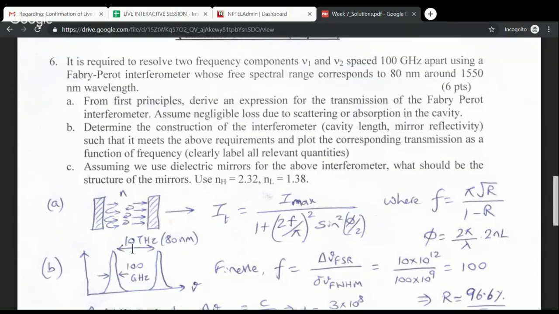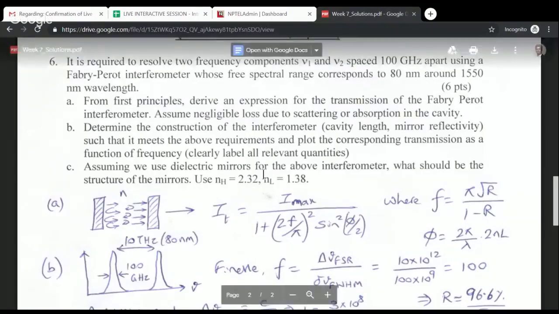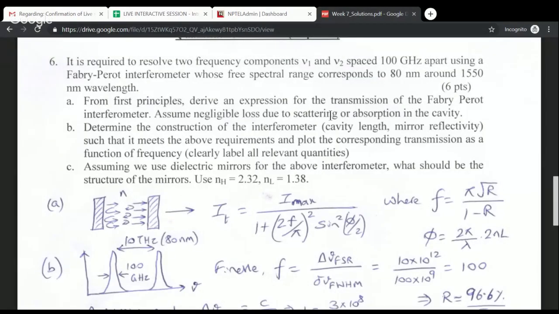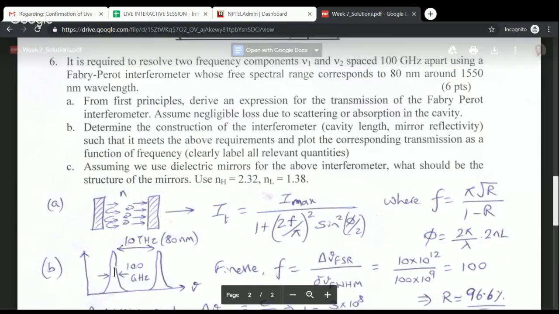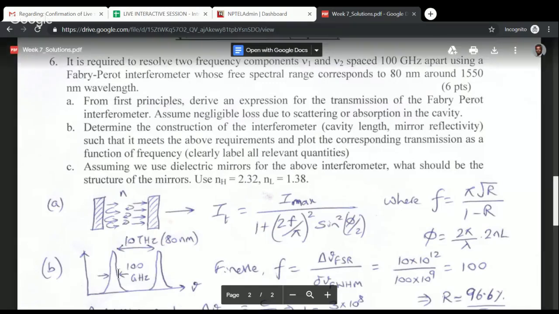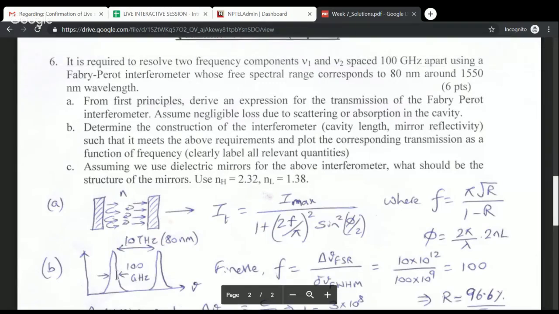And then we are also told that this filter needs to be resolving two components that are 100 gigahertz apart. So you can basically say that each of these peaks should be less than 100 gigahertz, so that you can clearly resolve two frequencies that are 100 gigahertz apart. But in the limiting condition, you can take it such that the full width half maximum of each of these peaks is 100 gigahertz, right?